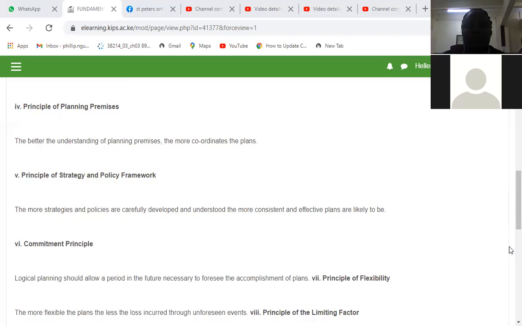Then we have the commitment principle. So when you say commitment, what do you mean? When you're planning, you must allow some period of time for the parties who are going to be involved to allow the activities for you to achieve the objectives.